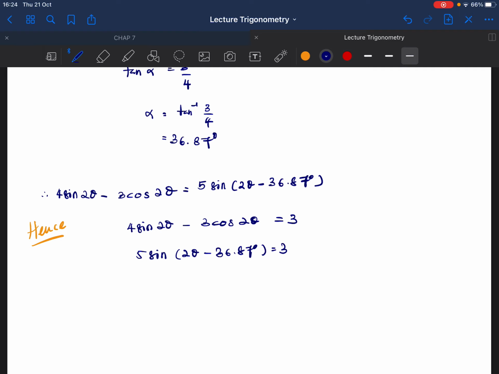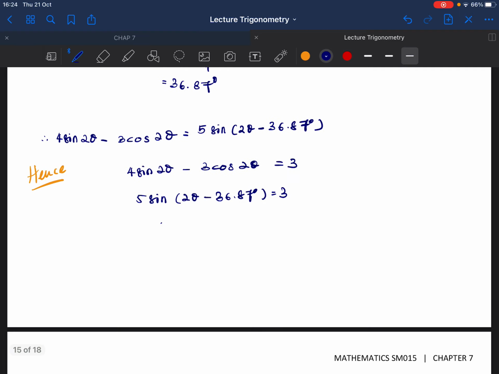Okay, adakah ini dalam bentuk linear? Yes. So kita jadikan sin kita sebagai subjek. Sin 2 theta minus 36.87 equals to 5 over 3. So now you are going to work on your larka lah. So ini dah L. And find your acute angle. Alpha is equals to inverse sin 5 over 3 should be equals to berapa? 36.87.